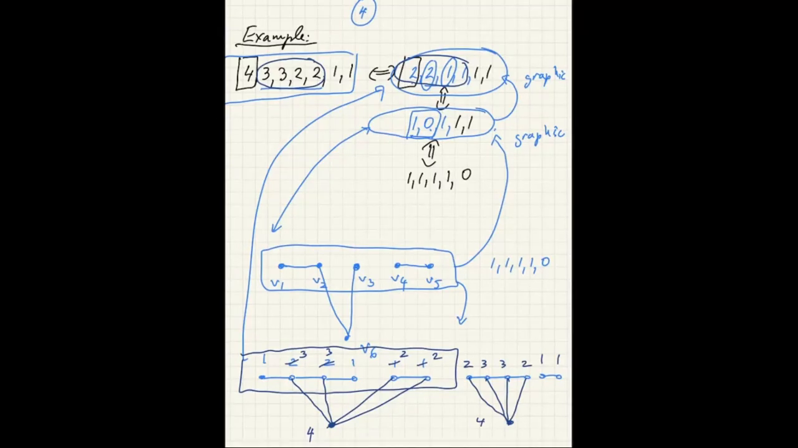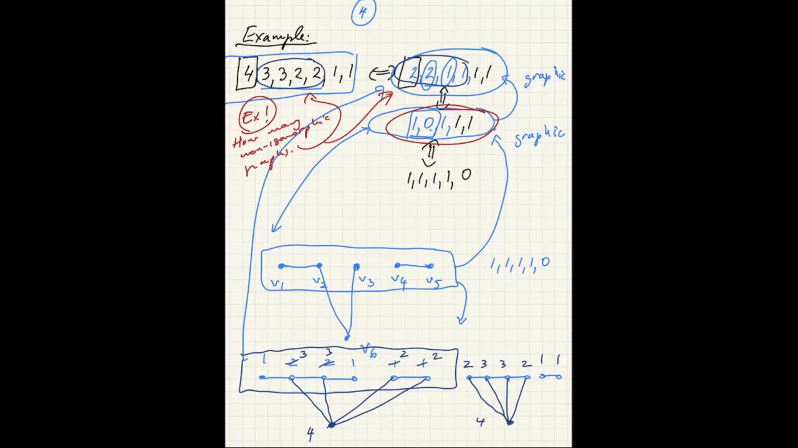So I leave it to you as an exercise to try to figure out the last step, how many non-isomorphic graphs you find with this degree sequence, or with this degree sequence. The one here, I think there's only one graph with that degree sequence. So figure out the other two. Okay.